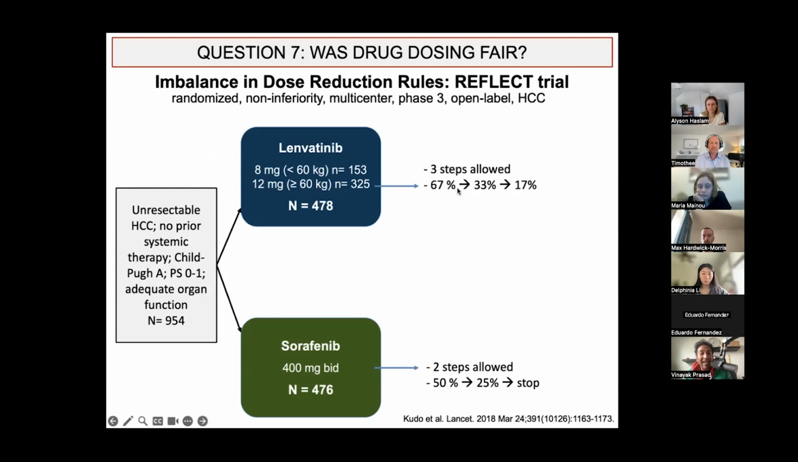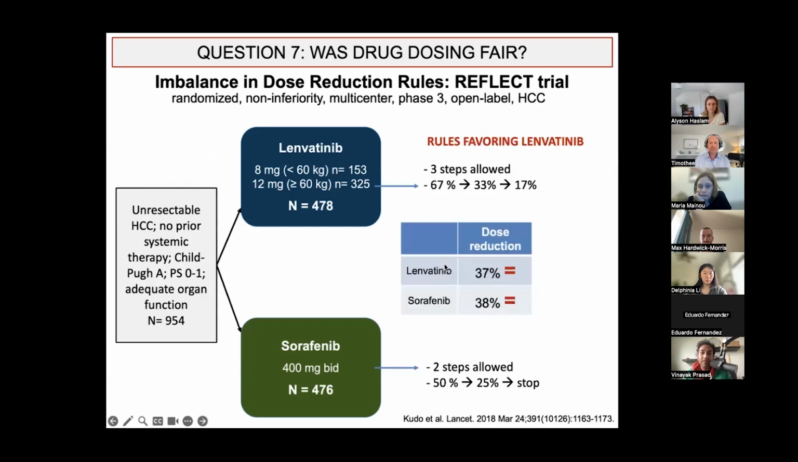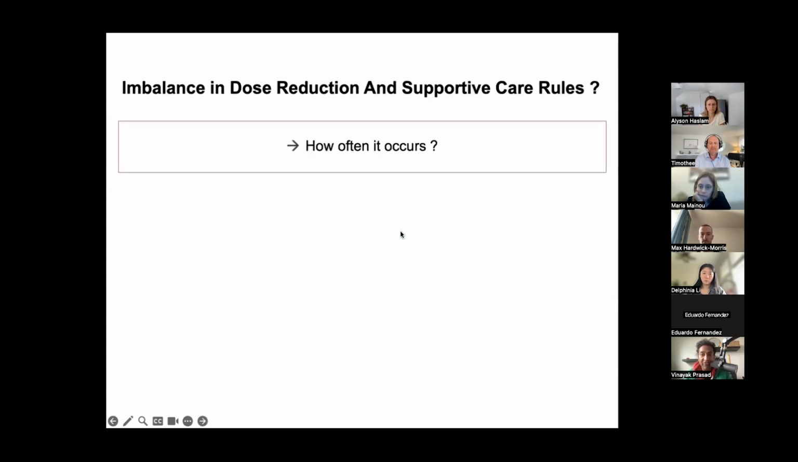So the question is, is lenvatinib a better or similar molecule? Or is lenvatinib achieving its outcome because it has a more favorable drug dosing? In other words, do I need to pay all that money for the lenva, or could I just be better about pushing my sorafenib dosing? And in fact, what this paper shows is that even with comparable dose reductions of the two products, they got a lot more cumulative dose of lenva, probably because the drug dosing schemes were unfair.